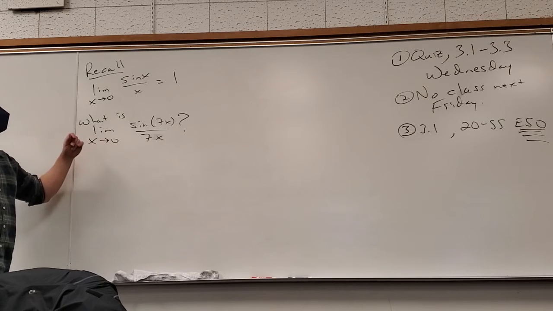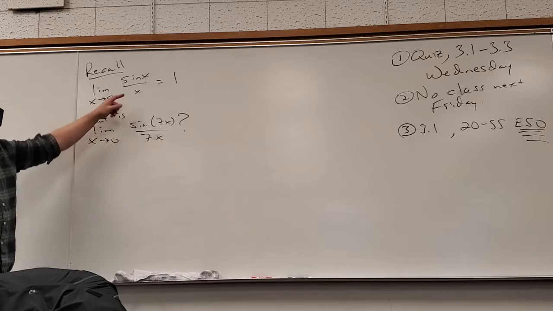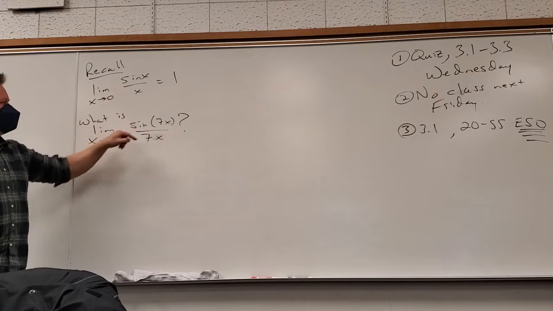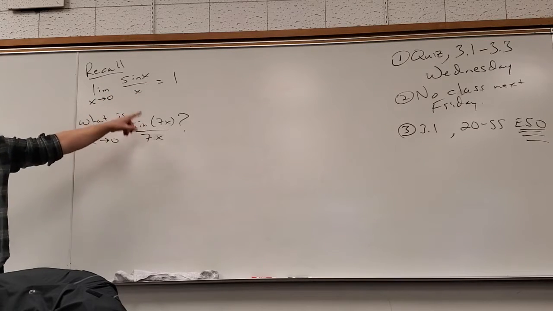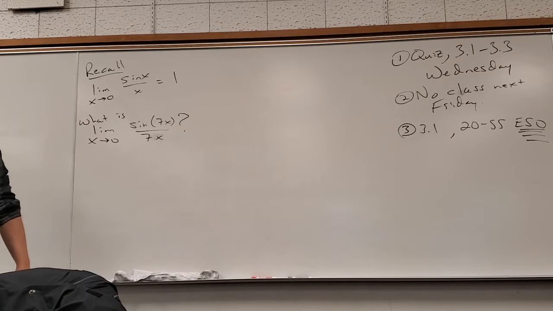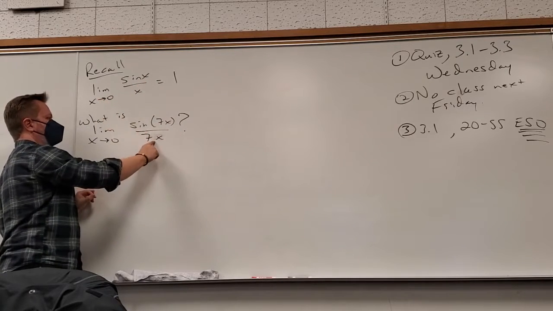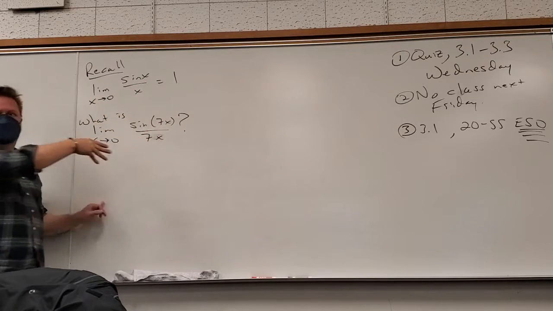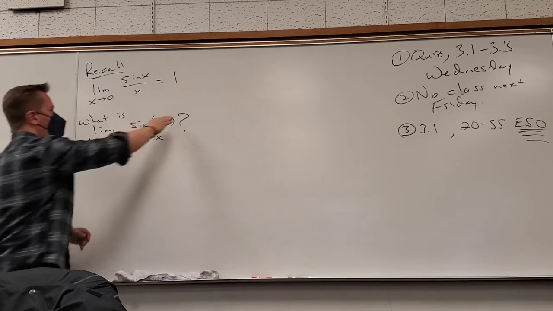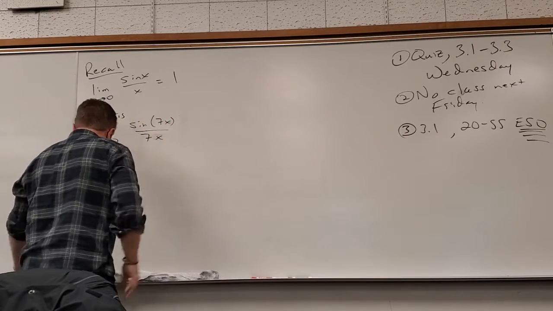So for example, if the limit as x goes to 0 of this is 1, what's the limit as x goes to 0 of this? Still 1. Because what's 7x doing? It's going to 0 just like this was. So that is still 1. Is everybody semi-cool with that?